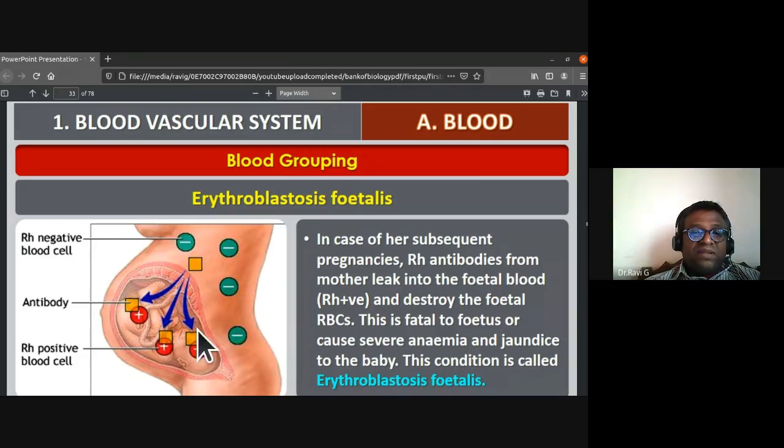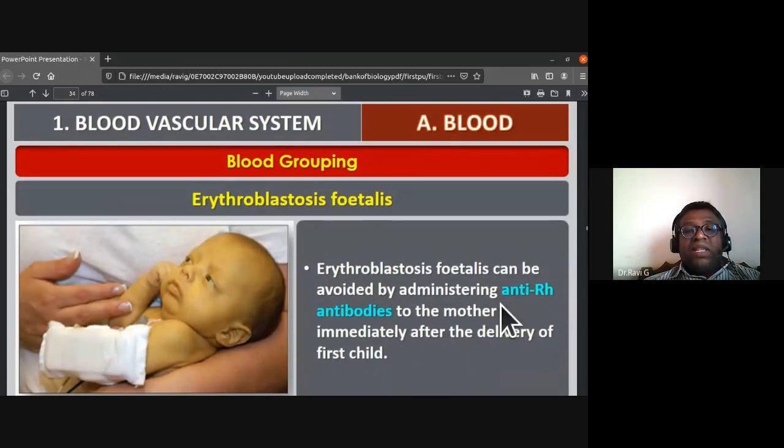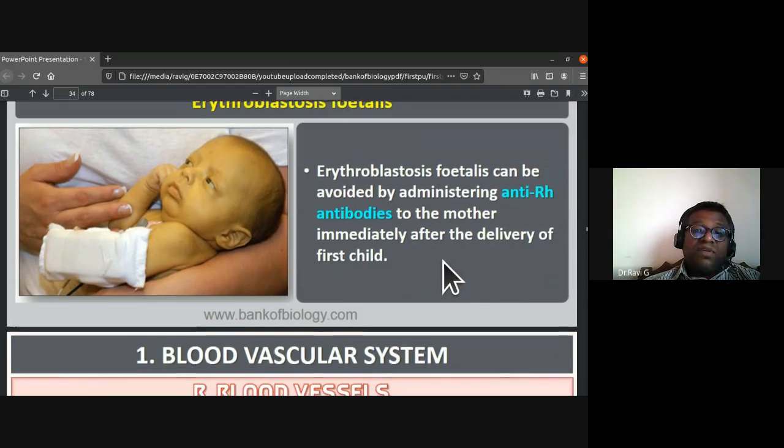So this is within the fetus, you can notice this. In case of subsequent pregnancies, Rh antibodies from mother leak into the fetal blood, which is Rh positive, and destroy the fetal RBCs. This is fatal to the fetus or causes severe anemia and jaundice to the baby. This condition is called erythroblastosis fetalis. Okay, erythroblastosis fetalis can be avoided by administering anti-Rh antibodies to the mother immediately after the delivery of the first child. So that has to be done immediately after the delivery of first child.